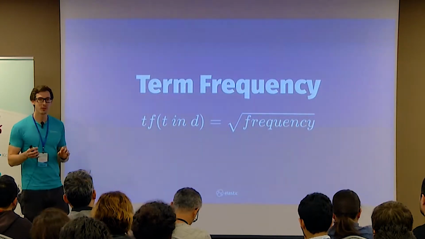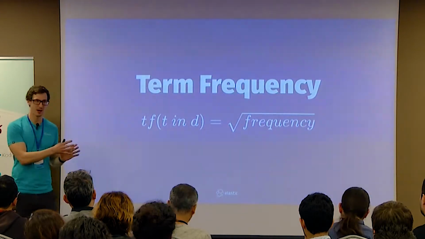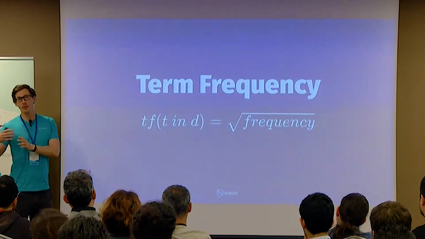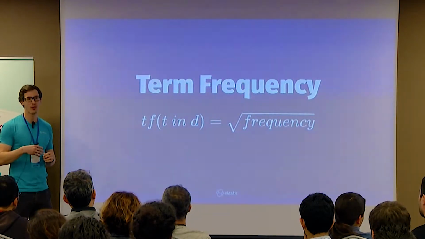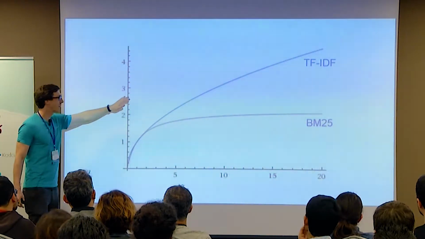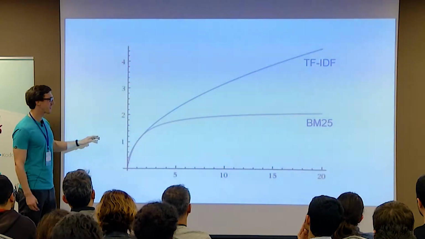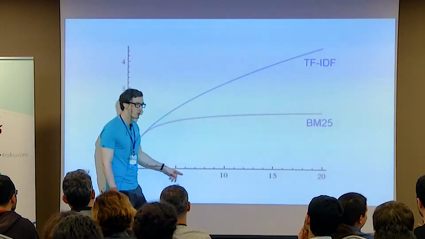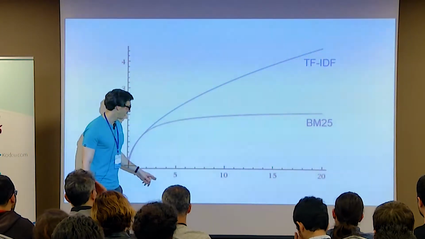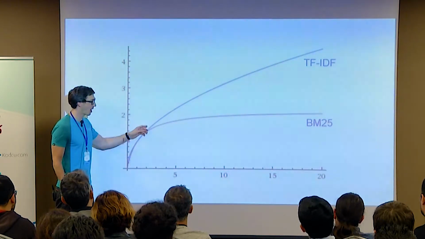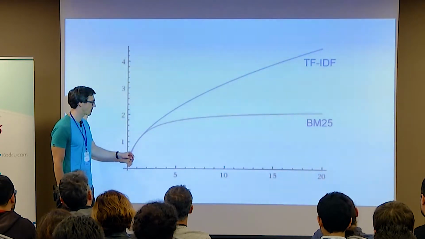Term frequency assumes you're searching for father, for example, and the text that contains father 5 times is way more important than the text that contains father only once. To draw it out, you can see TF-IDF and BM25, the curves are slightly different, but the concept is the same. This is how many times your search term appears, and this is how much the match is contributing.